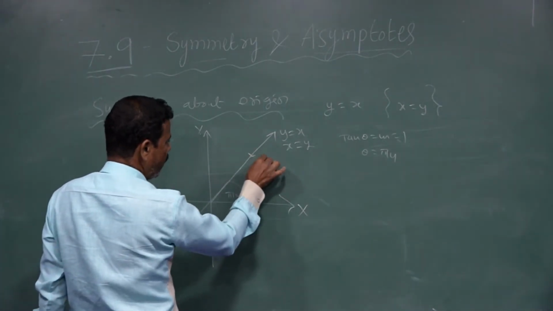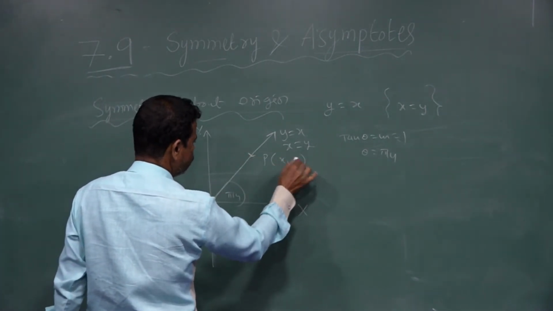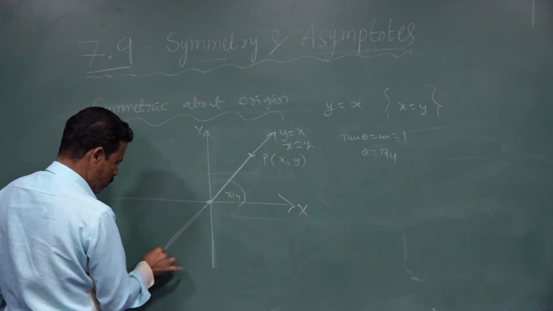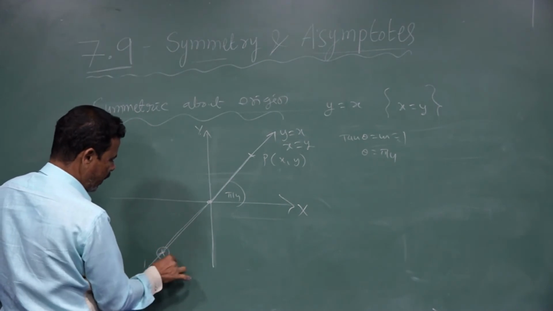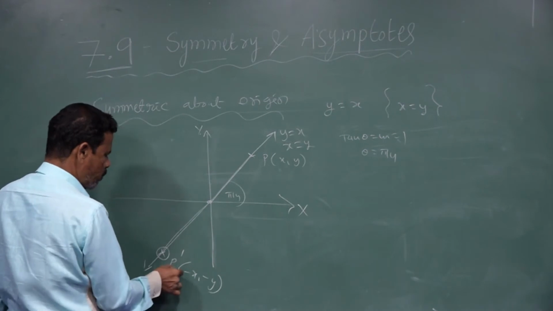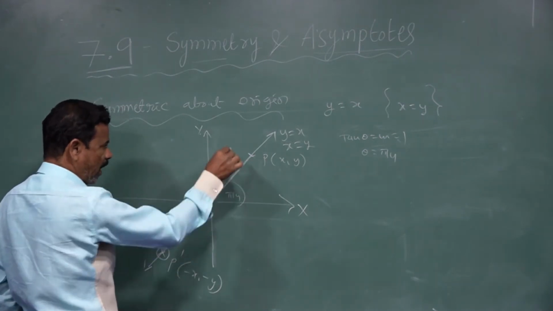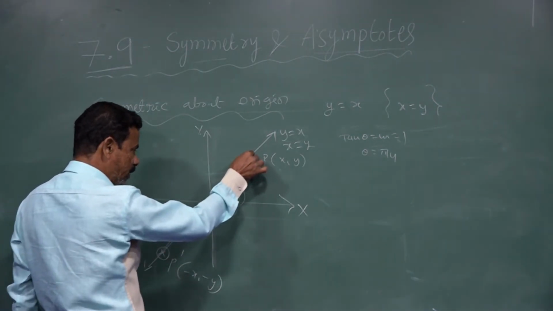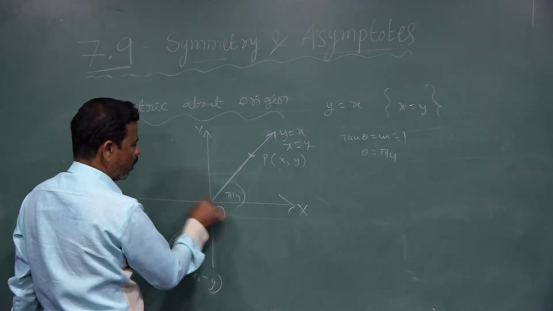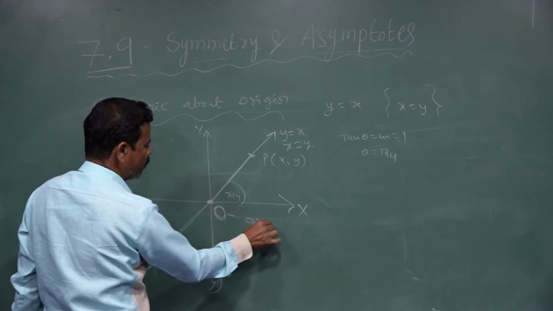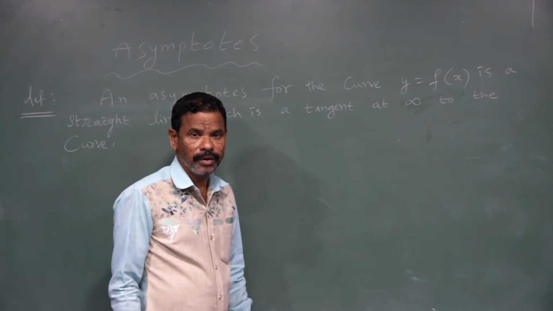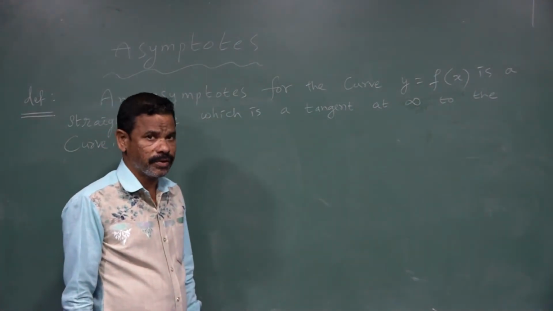Here consider any point P of (x, y). On the opposite side with respect to the origin, there is another point P dash (minus x, minus y). This point lies on the same line. So this line is symmetric about the origin. This is the origin.